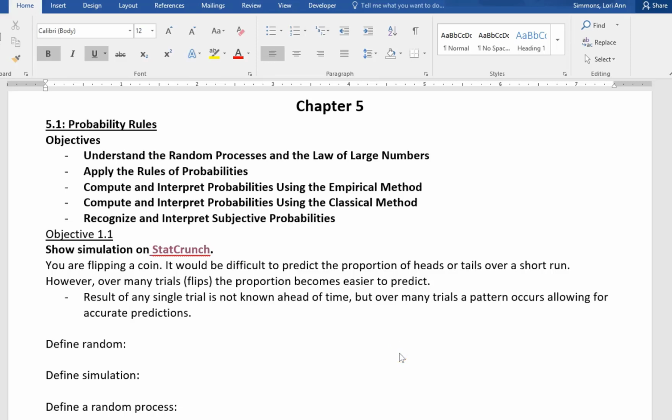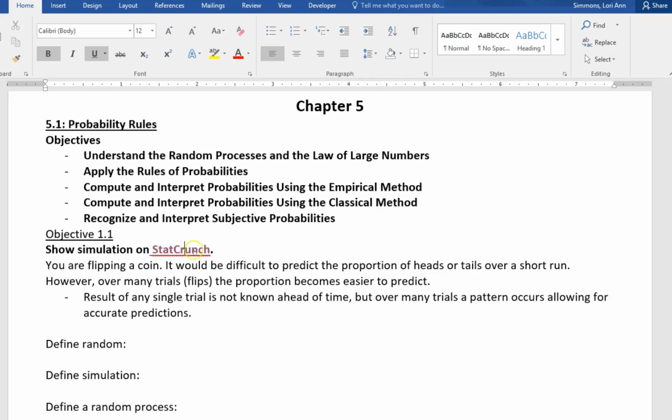Lesson 5.1 Probability Rules. The objectives for this lesson are to understand random processes and the law of large numbers, apply the rules of probabilities, compute and interpret probabilities for the empirical and classical method, and recognize and interpret subjective probabilities. Let's start off with a simulation.